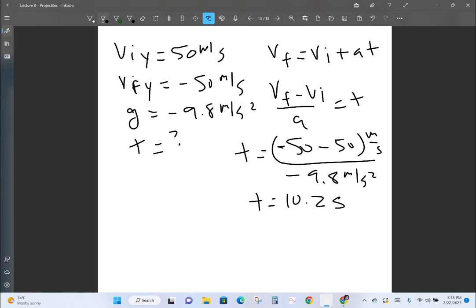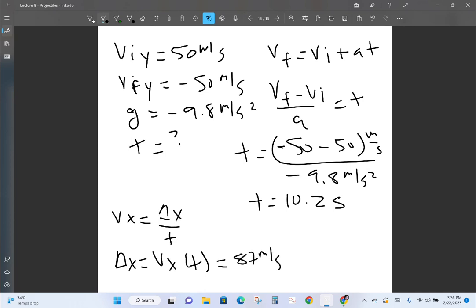And then in part C, we want to know the maximum range. Well, the only formula we have that has range in it, delta x in it, is Vx equals delta x over t. So delta x is Vx times t, which is 87 meters per second times 10.2 seconds, which is 888 meters.